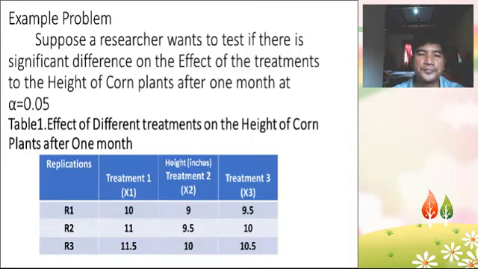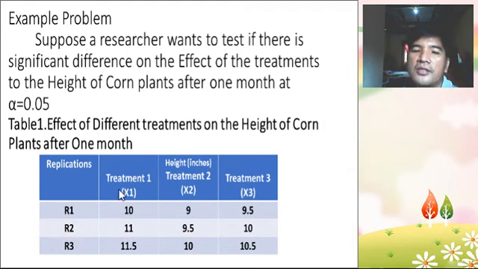Next, we have here a sample problem. Suppose a researcher wants to test if there is a significant difference on the effect of treatments to the height of corn plants after 1 month at 0.05 level of significance. Suppose the researcher uses three treatments: treatment 1, treatment 2, and treatment 3. For example, she used cow manure, horse manure, and carabao manure. Of course, there are three replications for each treatment. You can use more than three, but the minimum is three.